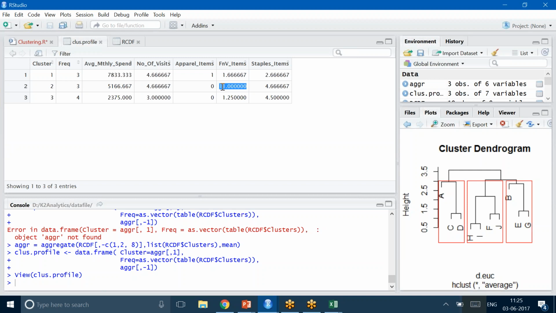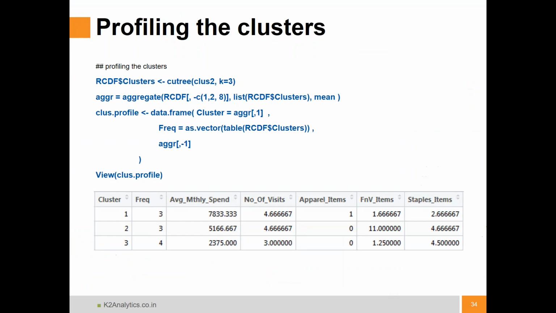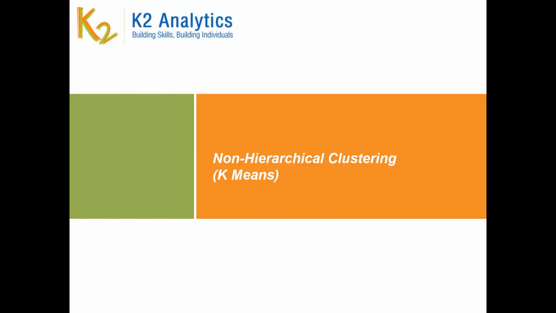Yeah. So with that, we can say our first technique is completed. Next is non-hierarchical clustering. We'll take a break and then do the non-hierarchical clustering. Thank you.